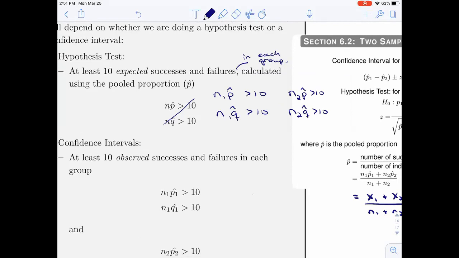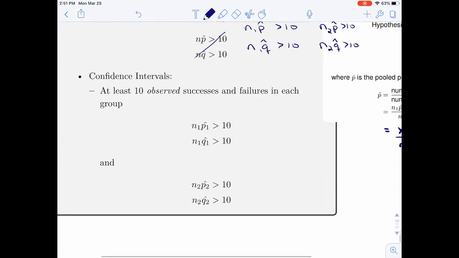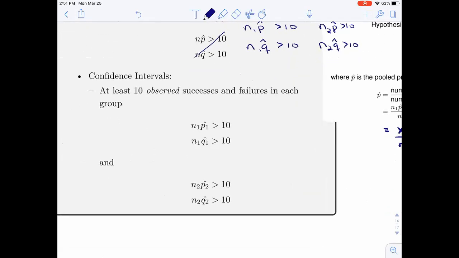So that's how you check it if you're doing a hypothesis test. If you're doing a confidence interval, then you have to have at least 10 observed successes and at least 10 observed failures in each group. A lot of the time I'll have given you the successes, and so you can just find the number of failures, right? Your total sample size minus the successes. But you have to check it for both groups.